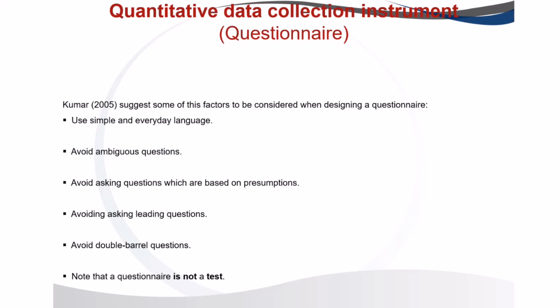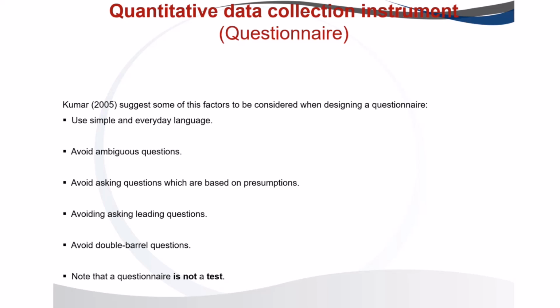Kuma suggests some of these factors, but before I come to these factors, I want to share with you that a questionnaire or a survey can be developed in two ways. One, we call it a dimension reduction technique. And the other one, we refer to it as a construct. Those are the two ways which you normally use to develop a questionnaire or a survey. What does the dimension reduction technique mean?